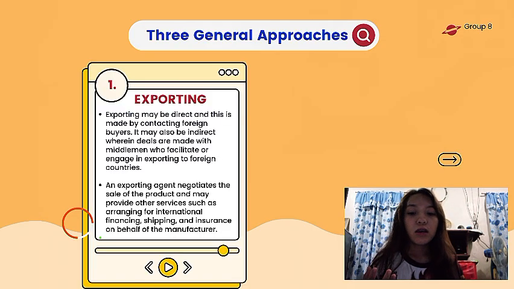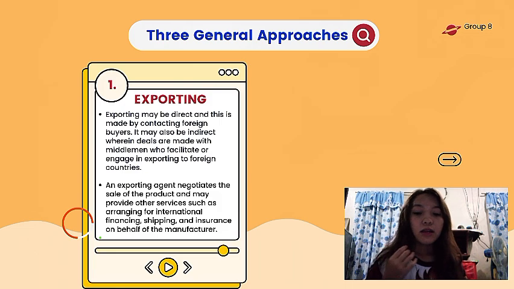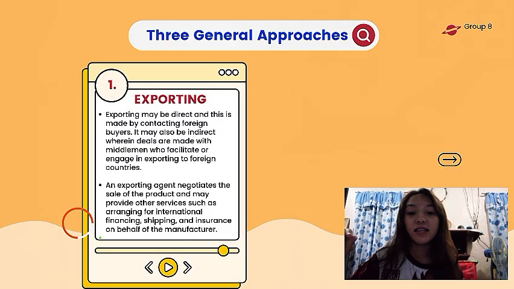Exporting is like online shopping. You're buying a product from another country, but the company itself isn't physically present where you are. It just ships its goods worldwide.